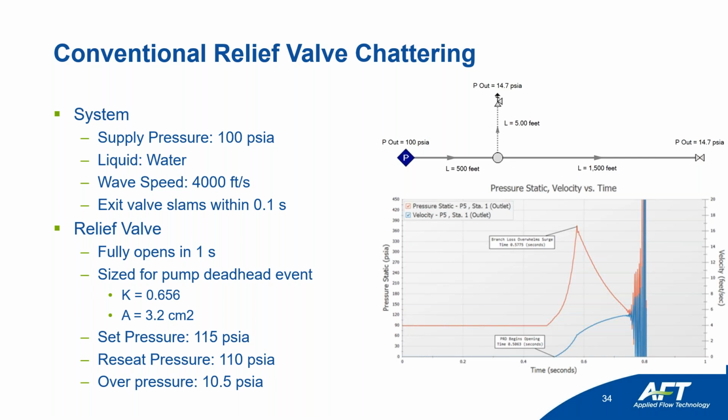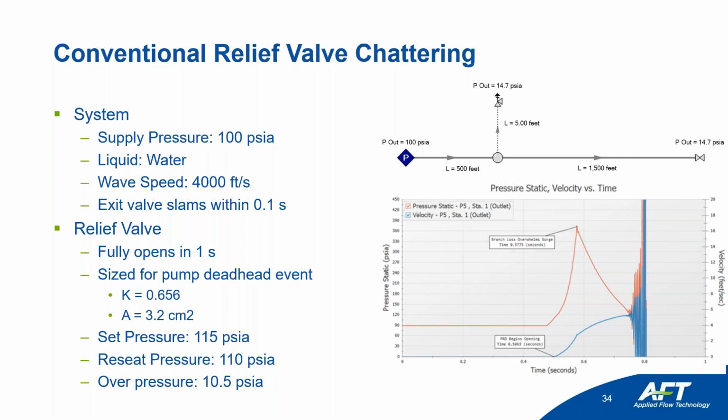The surge will travel back up the pipe, and a relief valve is not designed to handle this surge, right? Because it's designed for other overpressure scenarios. So we've instead sized it for a pump deadhead event, in the event of a blocked discharge, and we're going to have it fully open after 1 second with a set pressure that sits right above where our supply pressure is. And when that surge wave comes back, as we can see from this pressure transient graph here, you can see that the surge wave will reach the branch, and the blue line indicates the velocity that is actually flowing through the relief valve.